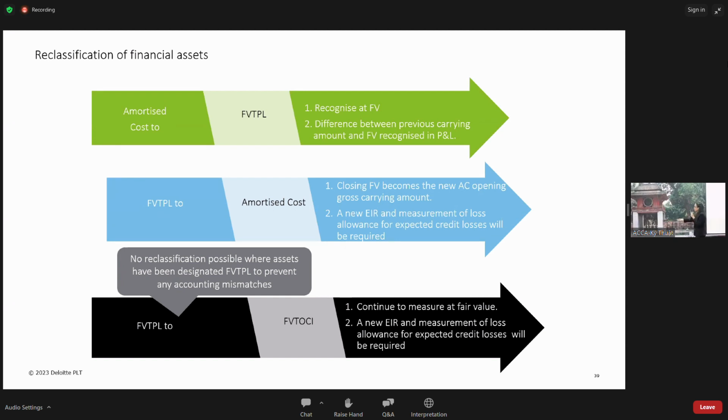So when does this happen? For those that I didn't know what I wanted to do with, now I know what I want to do, which is held to collect and sell. So there are many possibilities, right? Because we have three categories, you will have six different possibilities here.